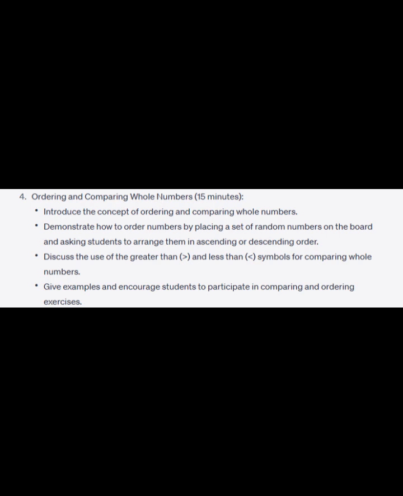Classification of whole numbers, 10 minutes. Discuss the classification of whole numbers into 3 categories: 0, natural numbers, and counting numbers.